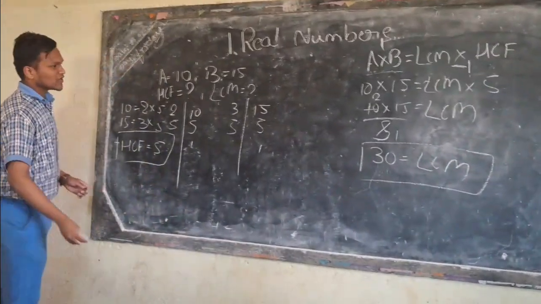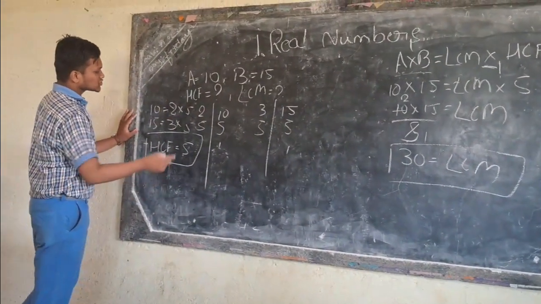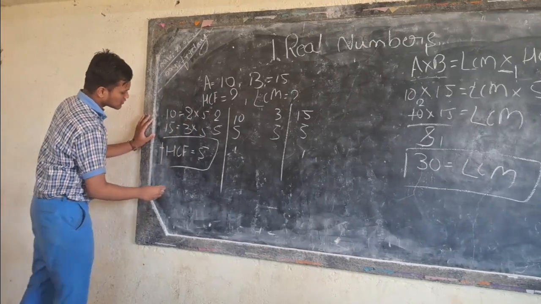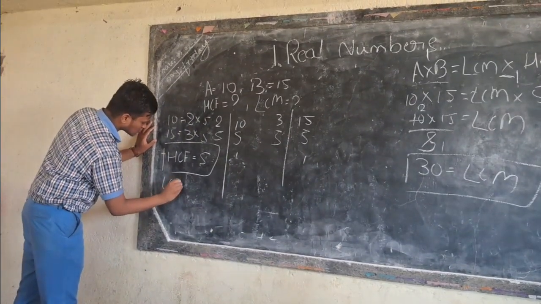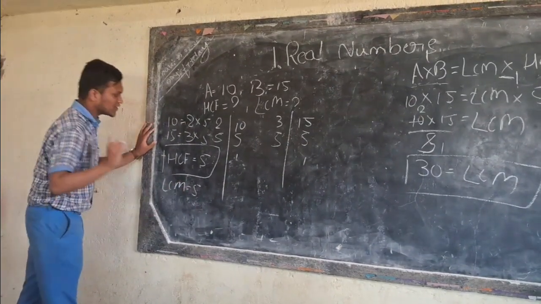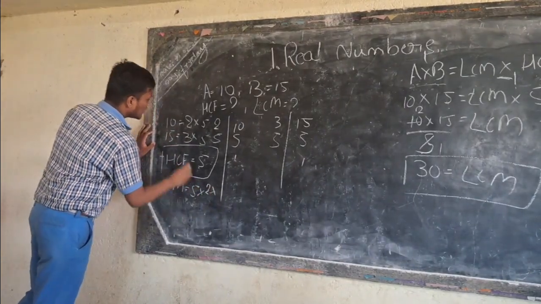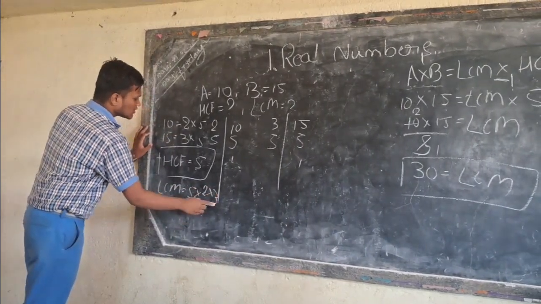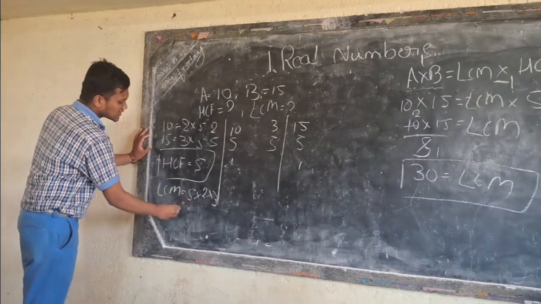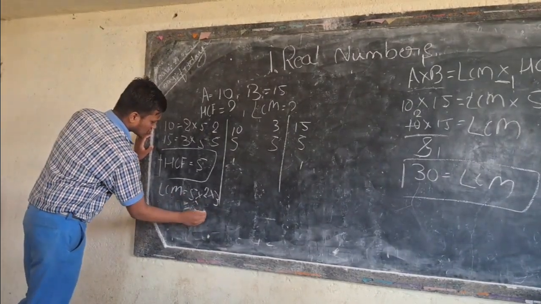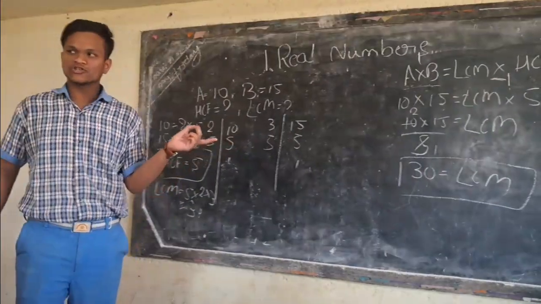Let's see here what is the value of LCM. 5 is common in the LCM. Take 5 only once, and here 2, and here 3. 3 twos are 6, 6 fives are 30. Is it correct? This is 30.